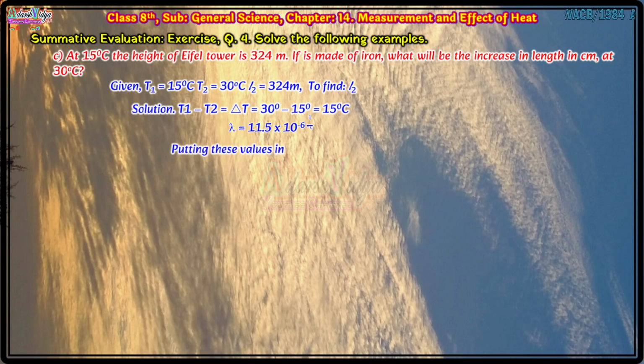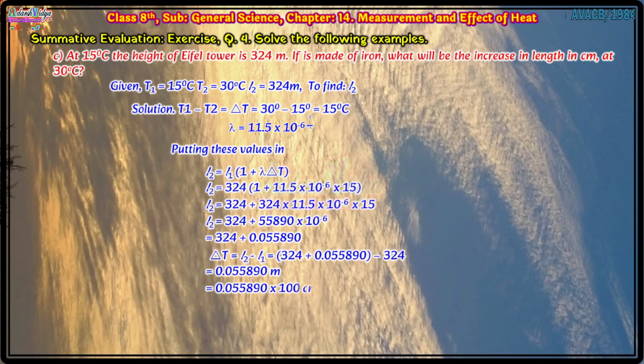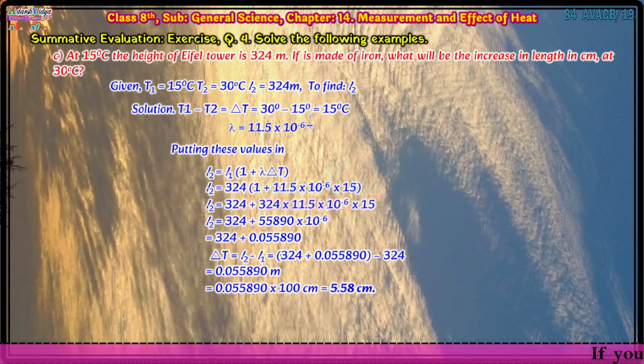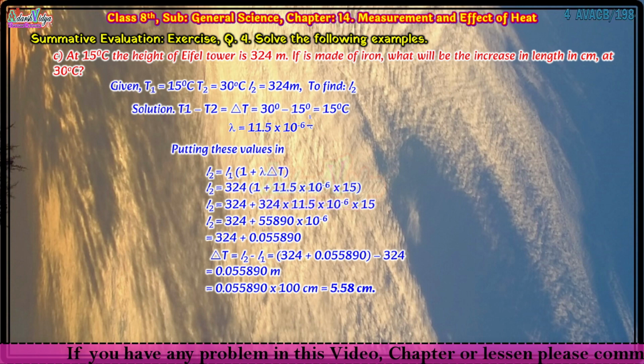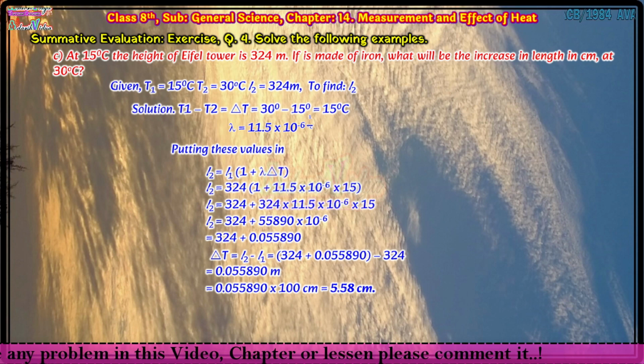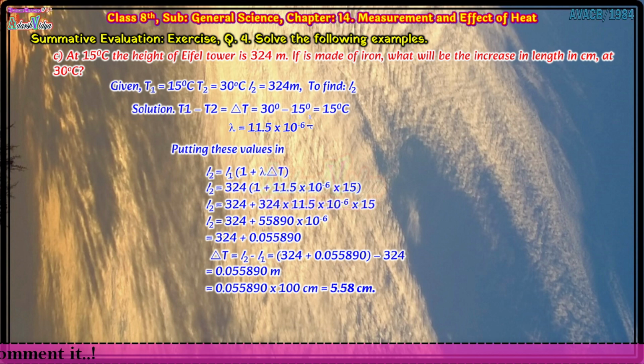Putting these values in L2 equals L1 (1 plus αΔT). L2 equals 324 (1 plus 11.5 × 10^-6 × 15). L2 equals 324 plus 324 × 11.5 × 10^-6 × 15. L2 equals 324 plus 55,890 × 10^-6. Equals 324 plus 0.055890.